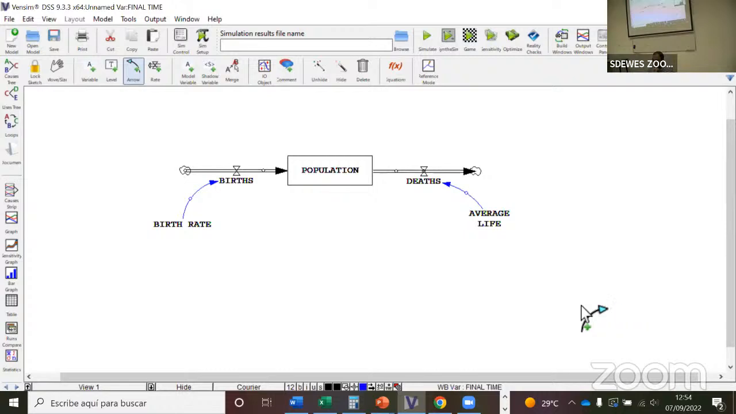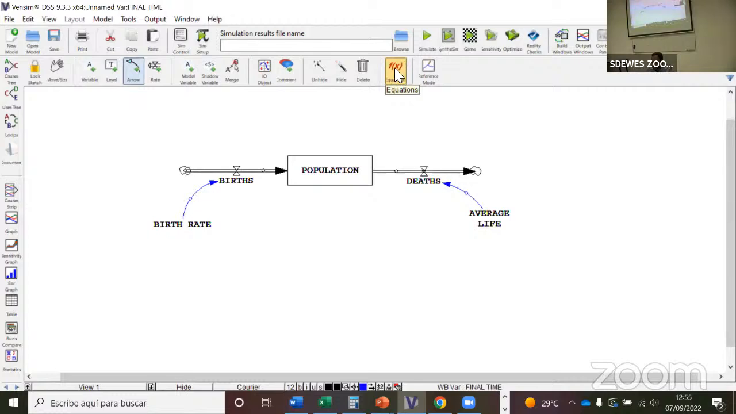Everybody has that? Okay, our graphical model may be complete, but obviously there is no data, no equations, nothing. Well, there are some equations. Internally, when we choose that births is going to be a flow population, it already chose that there is an integral of that. So, in order to introduce equations, we use the symbol f(x), function of x.